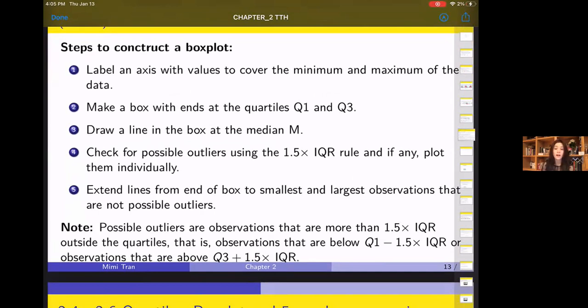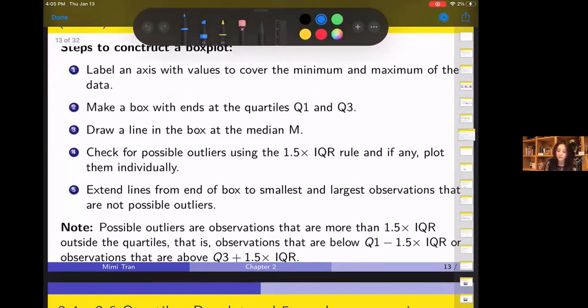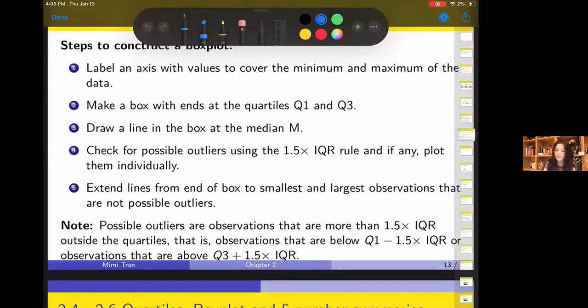How do I know which one is an outlier? Well, there's a rule. The rule is that if you take Q1 minus, let me highlight in green here, Q1 minus 1.5 times the interquartile range, or Q3 plus 1.5 times the interquartile range, any values that are above or below that range are going to be your outliers. I'm going to demonstrate with you. Don't worry if you don't understand, that's okay.